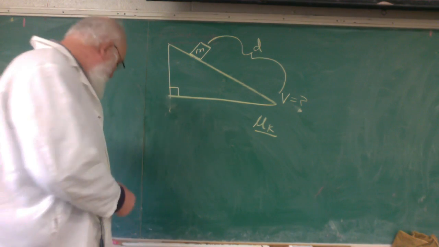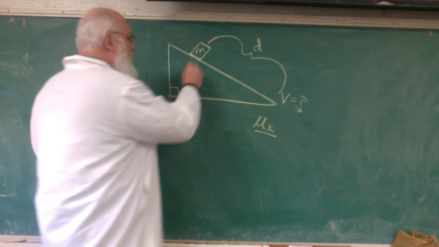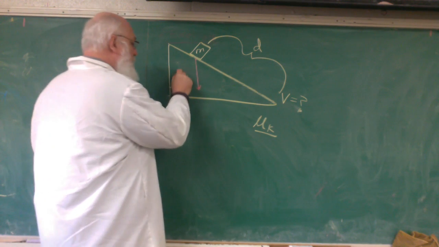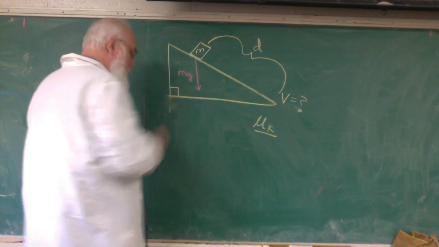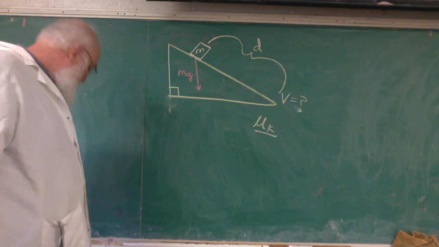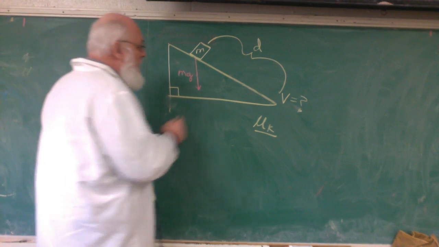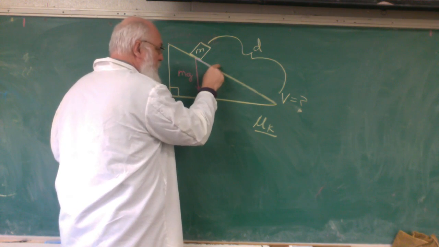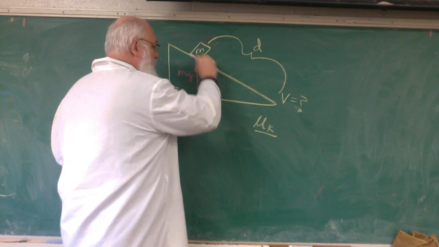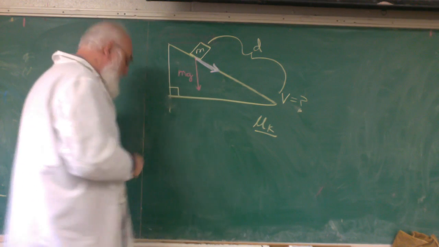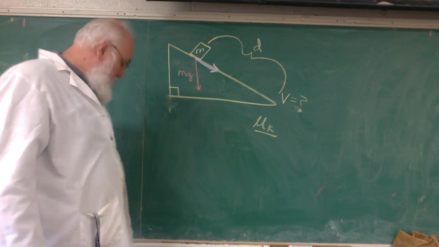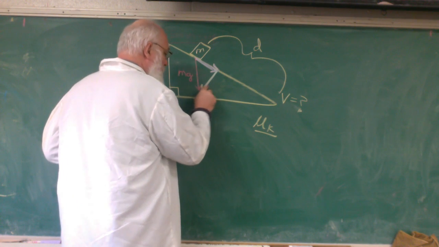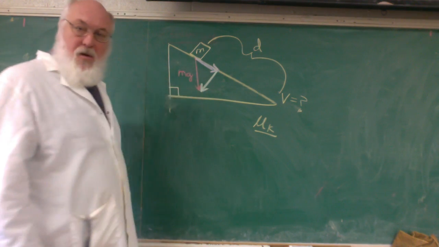All right? Now, of course, from our previous work, we know that there is a force of gravity on the object, mg. All right? And that force of gravity, you can break it down into a force parallel to the surface of the incline. Okay? And so that's that vector right there, that force. And then perpendicular to the surface would be another vector right here, which would be the same magnitude as the normal vector.